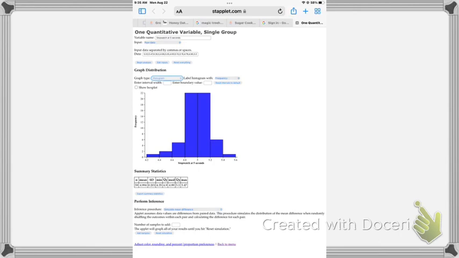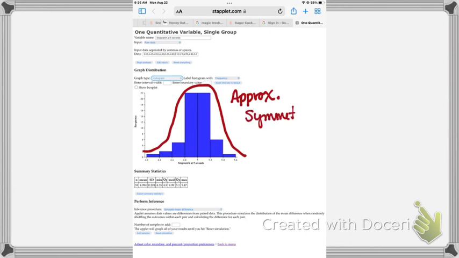If I asked you to describe this distribution, it is approximately what? Approximately symmetric. It looks like there's a slightly more tail off to the left than there is off to the right, but not enough that I would say it's skewed one way or the other. This has an approximately symmetric shape to it. Our mean is 4.994.